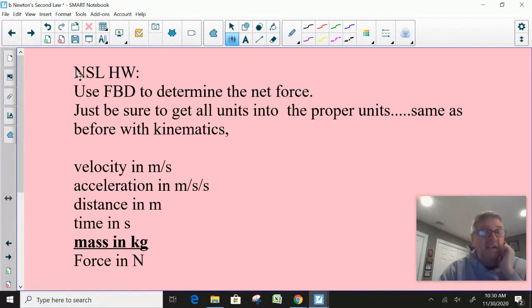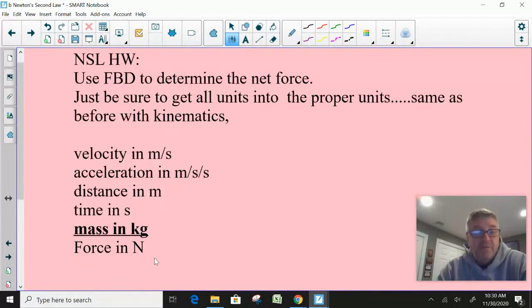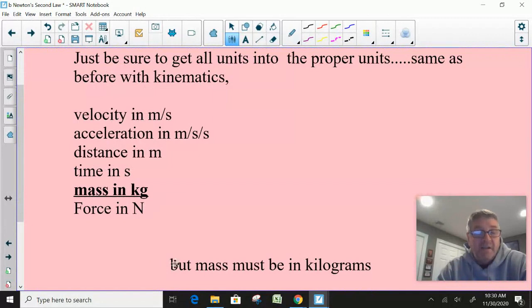I've assigned a Newton's second law homework. Don't take shortcuts. A lot of people just think I want the answer, but I don't. I want the steps. So it's not about the answer. Draw a free body diagram. Do everything algebraically. Make sure you're in proper units. In kinematics, we know velocity is in meters per second. Acceleration is meters per second squared. Distance in meters, time in seconds. Mass has to be in kilograms. This is a weird thing about physics, the base unit is not a gram, it's a kilogram. And therefore the force will come out in newtons. So that's kind of the key.